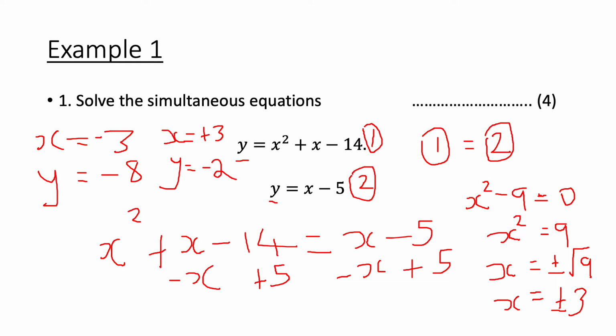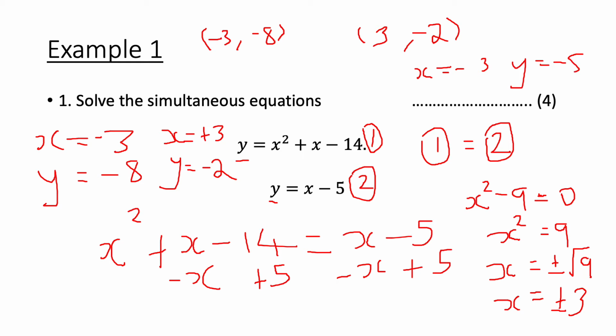So these are essentially the coordinates where the line intersects, i.e. crosses, the curve. It crosses the curve at minus 3, minus 8, and it crosses the curve at 3, negative 2. So that is the solution to my equations. So x equals negative 3 when y equals negative 8, and x is positive 3 when y equals negative 2.